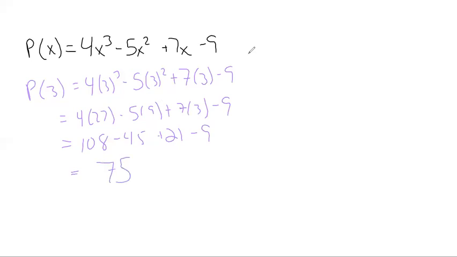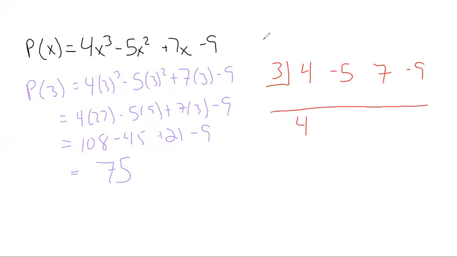Let's do it with synthetic substitution now. 3, and I've got 4, negative 5, 7, negative 9. There's 12, 7, 21, 28. Times 3 is 84, minus 9 is 75. Little quicker, little easier, and it's done.